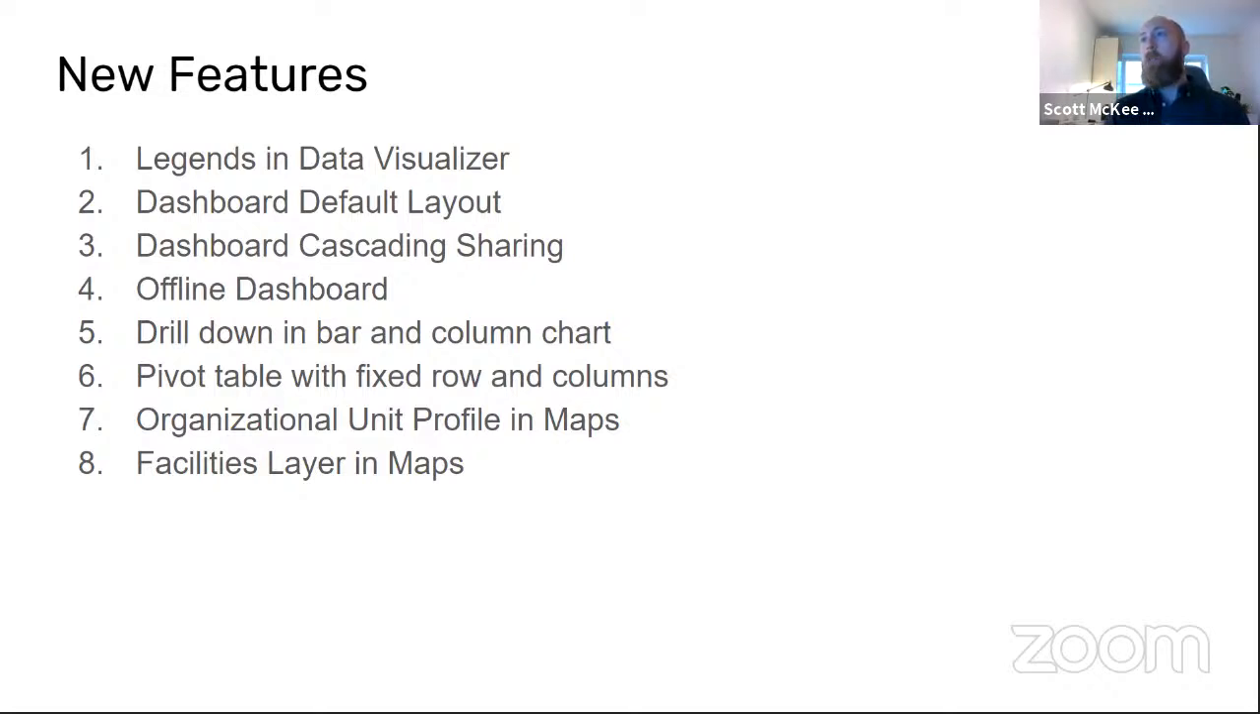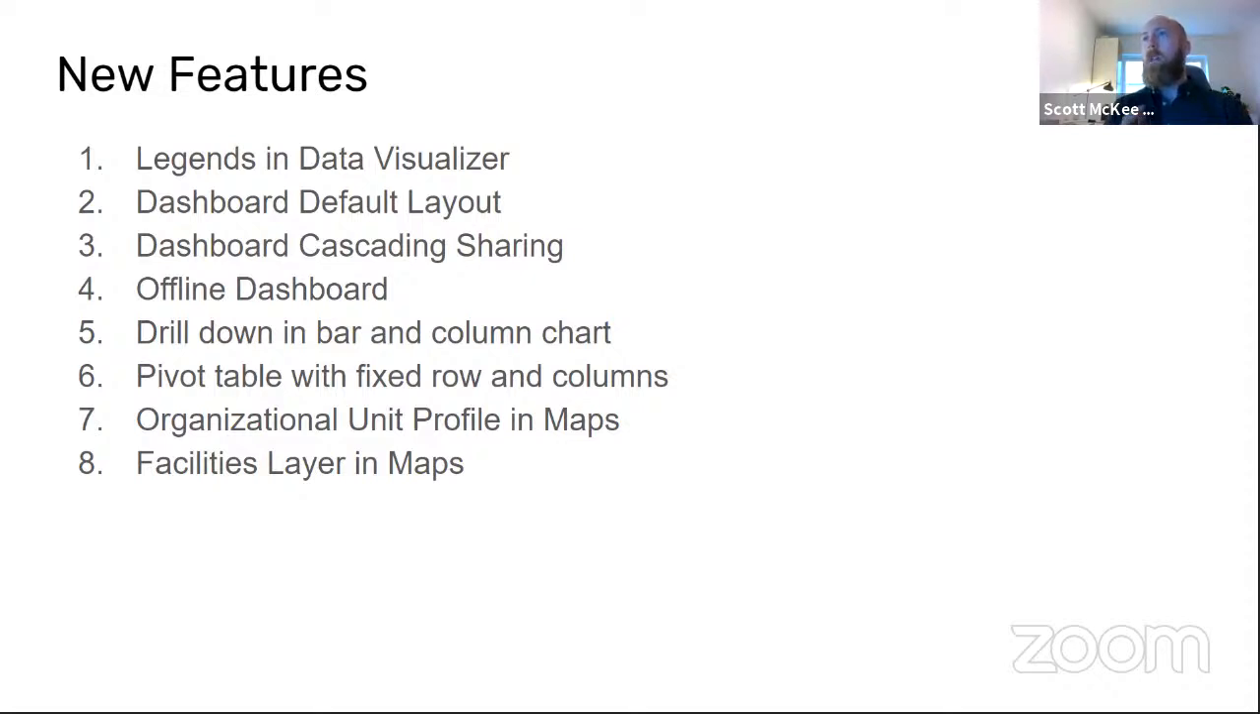We also have pivot tables that allow you to fix row and column headers. This is another long-standing request. People are looking at giant pivot tables. They want to scroll through those pivot tables and not lose reference to where they are in terms of the rows and columns. So now you're able to fix those, very similar to how you do it in Excel, in fact.